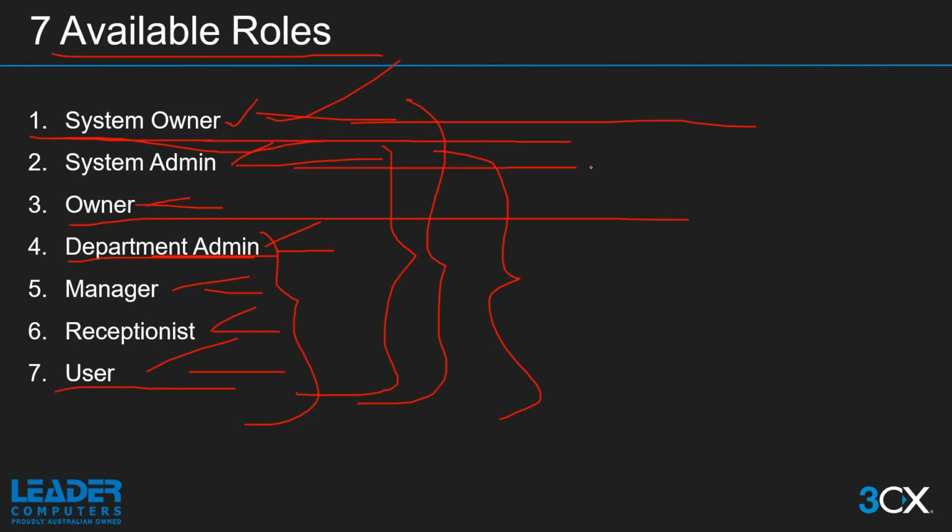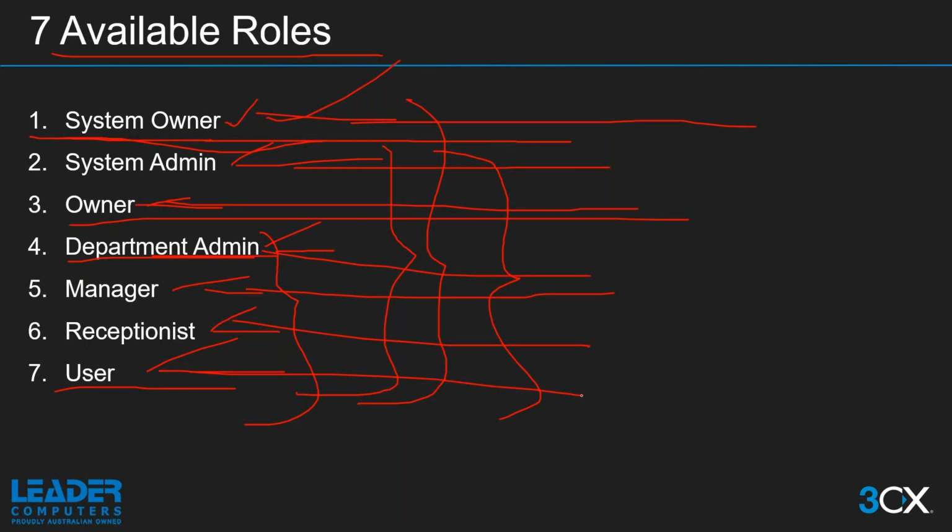And the next one is system admin, then department admin, manager, receptionist, and user. So user has all the basic access, but a receptionist has more features, like they can also transfer a call, put a call on park, or see other users or change the status of other users and things like that. And the functions that the other users can do move from top to bottom.